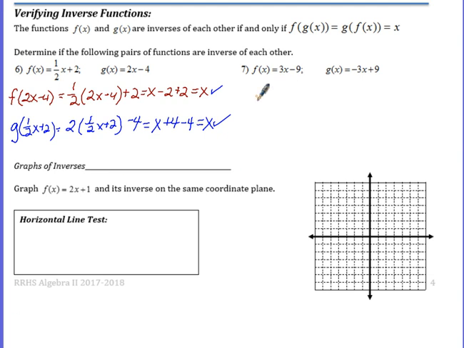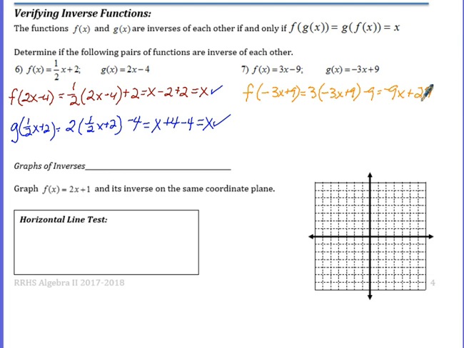Let's try number 7. F of, let me put the g of x function in there, negative 3x plus 9 is what I need to check first. So let's put negative 3x plus 9 into the f function. Just looking at these, as a reasonable person, 3x minus 9 and negative 3x plus 9, they sure do sound like inverses of each other. But let's check and see if they are. Negative 3x plus 9. Let's input it into this function. 3 times negative 3x plus 9 minus 9. Let's see what that equals.